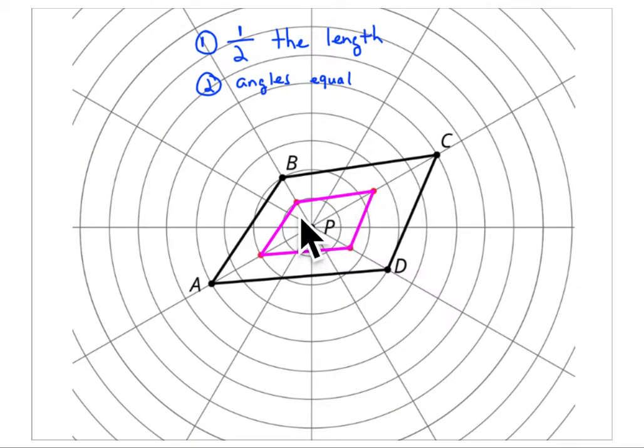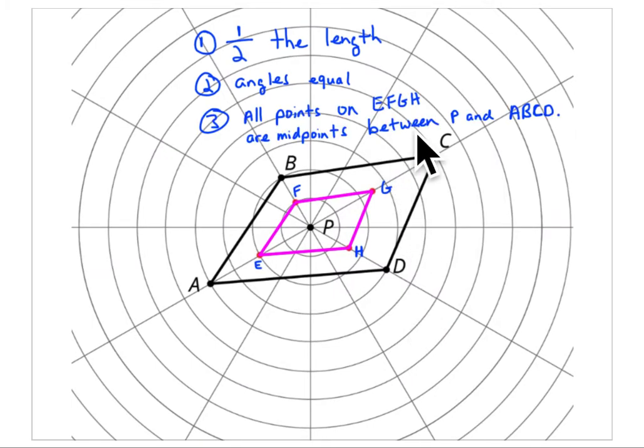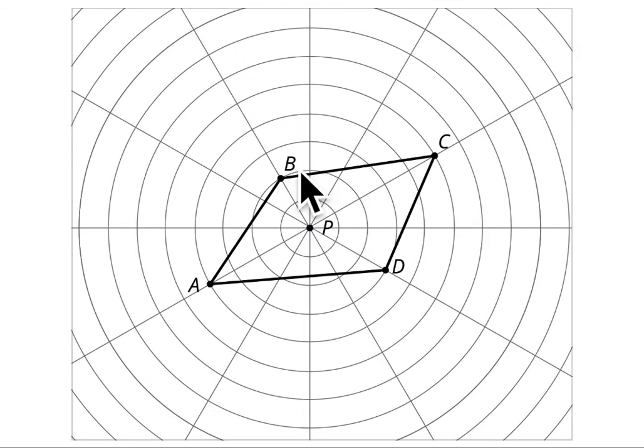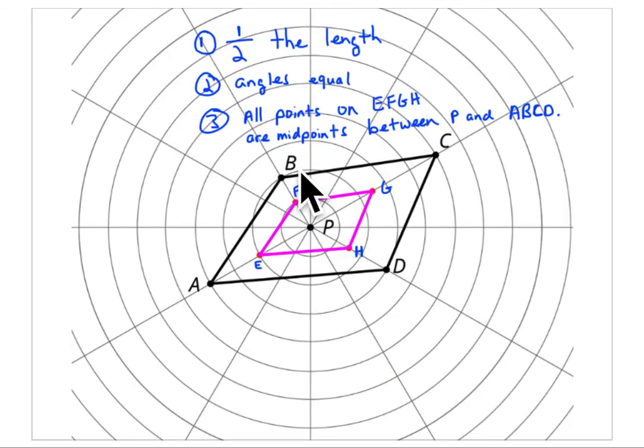The angles all remain the same. So in dilations, the angles do not change size. All points on EFGH are midpoints between, I stated this one correctly, midpoints between point P and ABCD. So all of these points on the pink quadrilateral are halfway or midpoints between P and the larger quadrilateral, halfway. All right, so that is activity 3 from lesson 2.